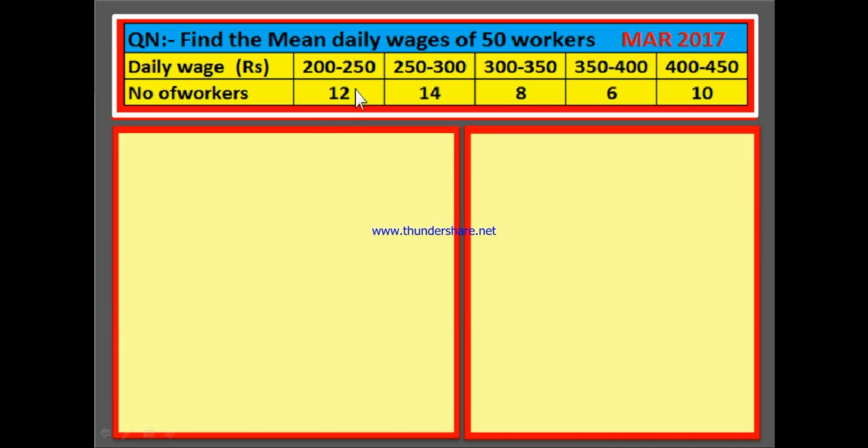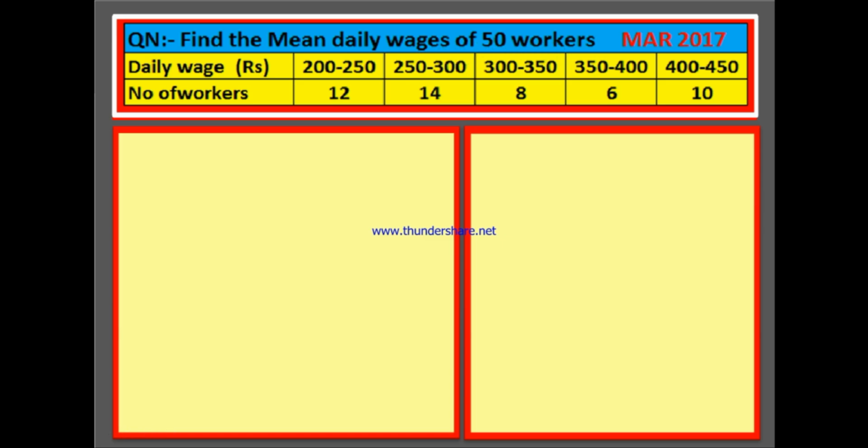You see, these 12 workers get 200 to 250 rupees as a daily wage. These 14 workers may get 250 to 300 rupees as daily wage. These 8 members may get 300 to 350 rupees as daily wage, and these 6 members may get 350 to 400 rupees as daily wage, and these 10 workers may get 400 to 450 rupees as their daily wage. Now we have to find the mean daily wage or the average daily wage of 50 workers.